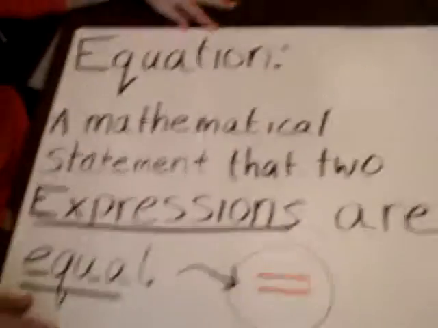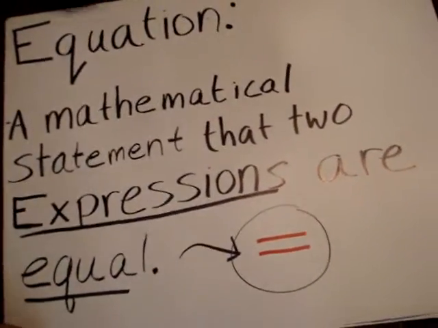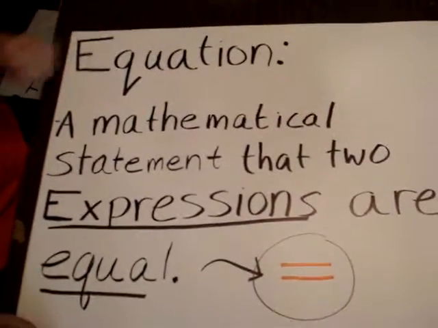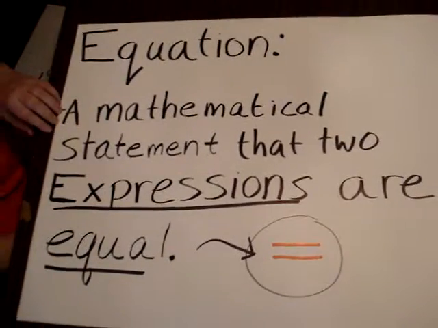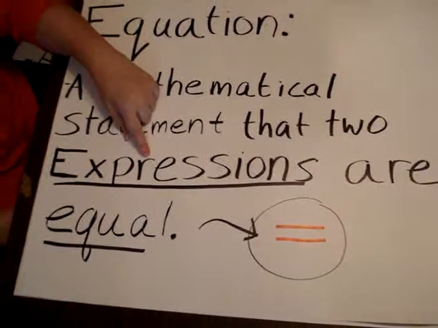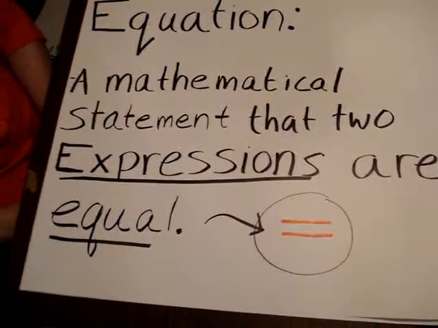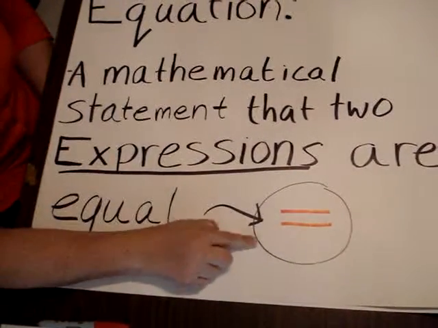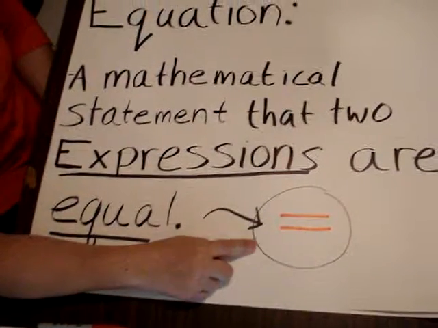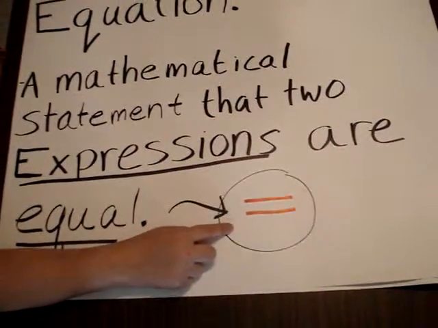Alright, last one. This math term is equation. Equations are different from the other ones that we've been dealing with. A mathematical equation is a statement that two expressions are equal. This is the key to the term equation. If it doesn't have this, it's not an equation.